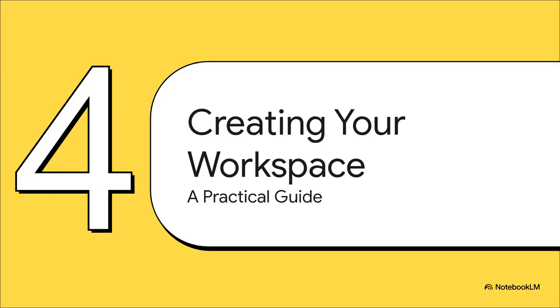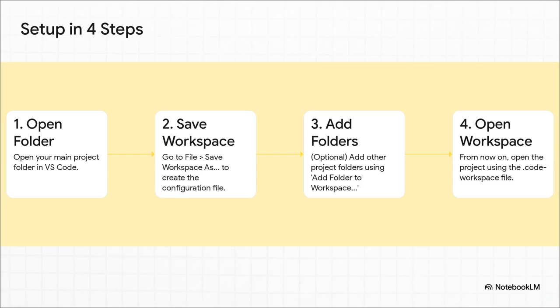Okay, enough of the theory. Let's actually walk through how to do this. You're probably going to be surprised by how simple it is to get your first workspace up and running. Seriously, it's just 4 steps. 1, open your main project folder just like you always do. 2, go to the File menu and hit Save Workspace As. 3, give it a name and save it, and if you have other folders you want to include, you just add them in. 4, and this is the most important part, from now on, you open your project by opening that .code-workspace file. That's your new entry point.